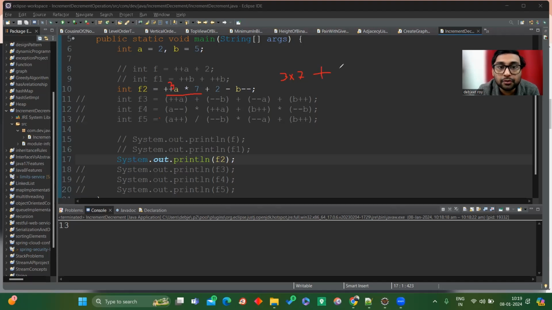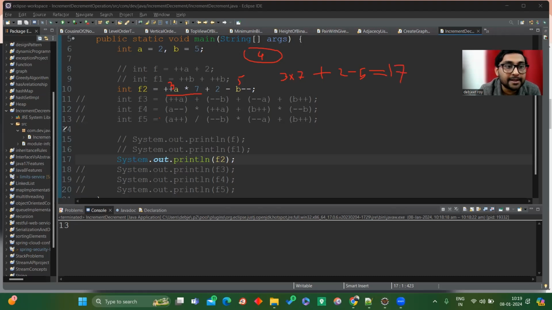here it's 2. 2 minus, here it's B minus minus. The value of B is currently 5. So here it will store as 5 because it's post decrement. The value will be stored as 5, but in memory it will become 4. But here it will be storing as 5. So what will be my final value after applying the BODMAS rule? 3 into 7, 21 plus 2, 23. 23 minus 5 is how much? 17. Okay, so this will be my final output.